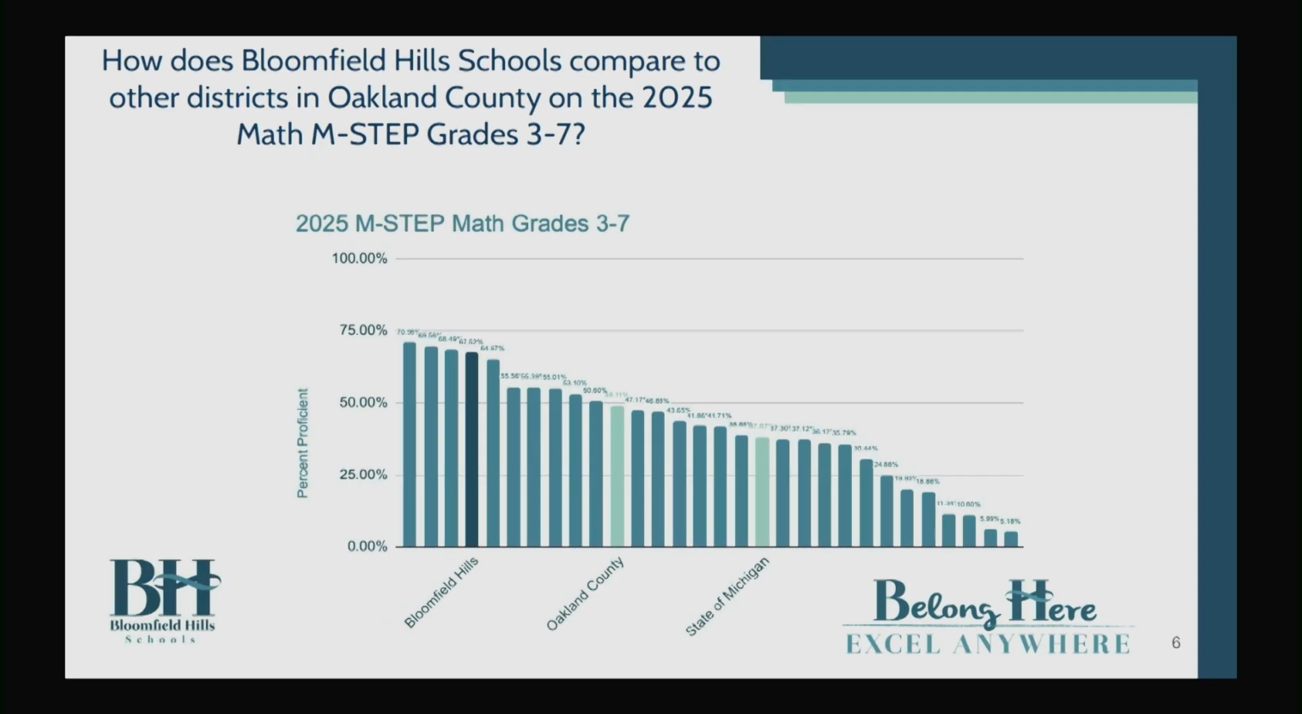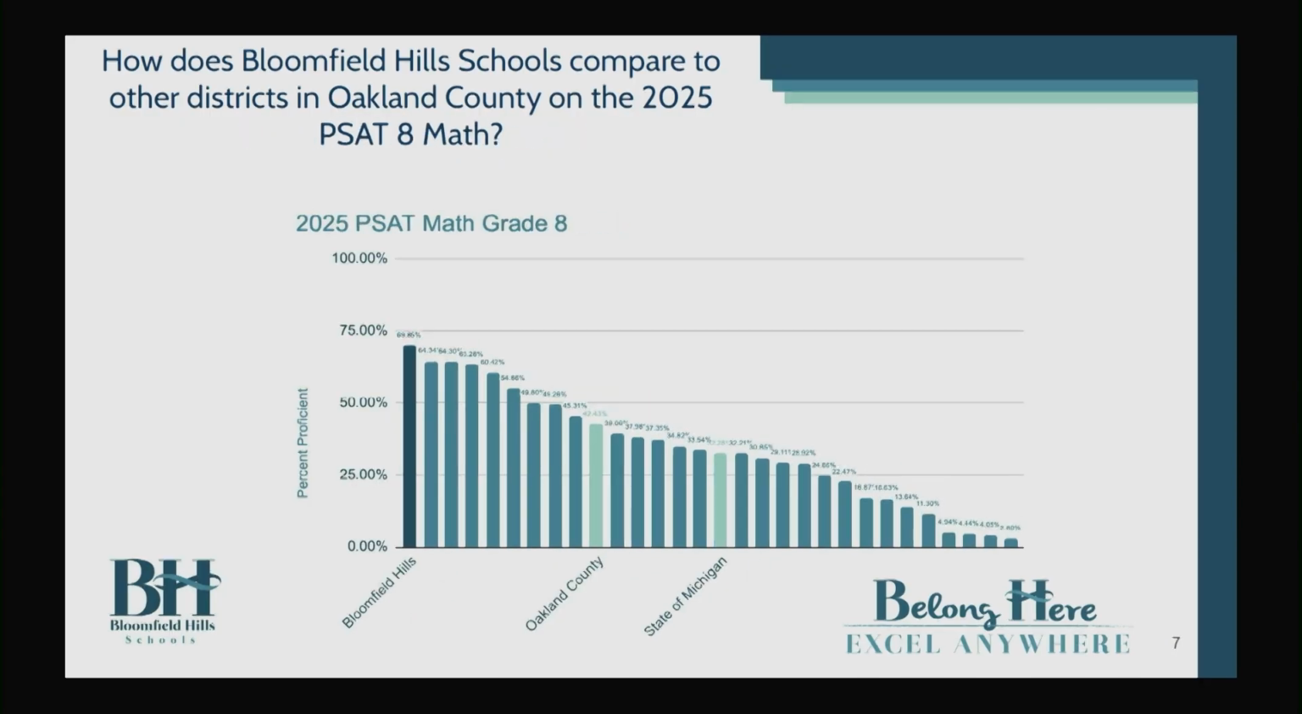So this is the M-STEP grades 3-7, so it's all of the grades combined for math. This is about the same as last year. So this is that PSAT for math. Just look at that. I know, right? It's really pretty.